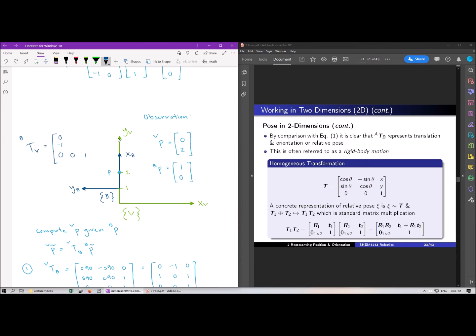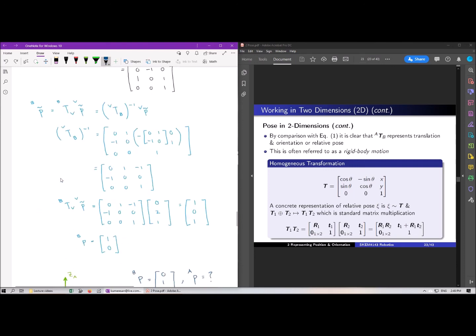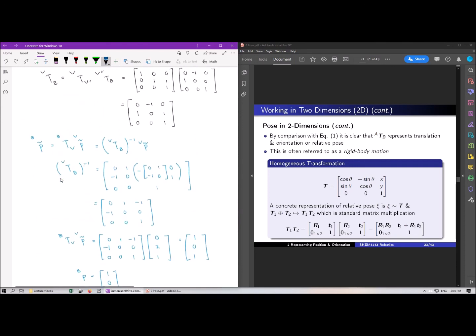So what is the unit vector of yv with respect to the B coordinate frame? It is 1, 0. So what is the origin of v with respect to B? It is what? 0, 1. So that's how you derive it. Let's check. Did we get it correctly?